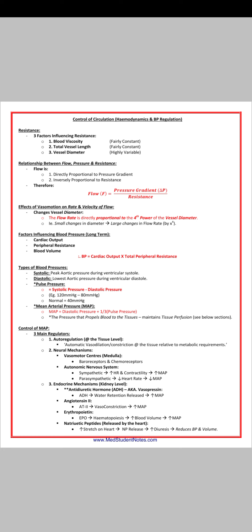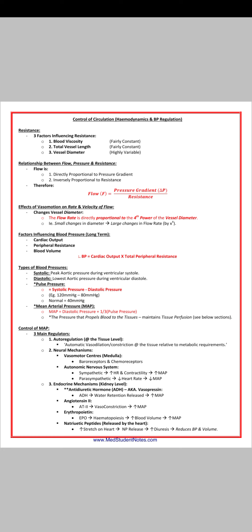There are three main regulators. The first one is autoregulation, which is at the tissue level. Auto means automatic, and regulation means a change in the system. So the first control of the mean value is automatic regulation, seen at the tissue level, with automatic vasodilation or constriction relative to metabolic requirements.